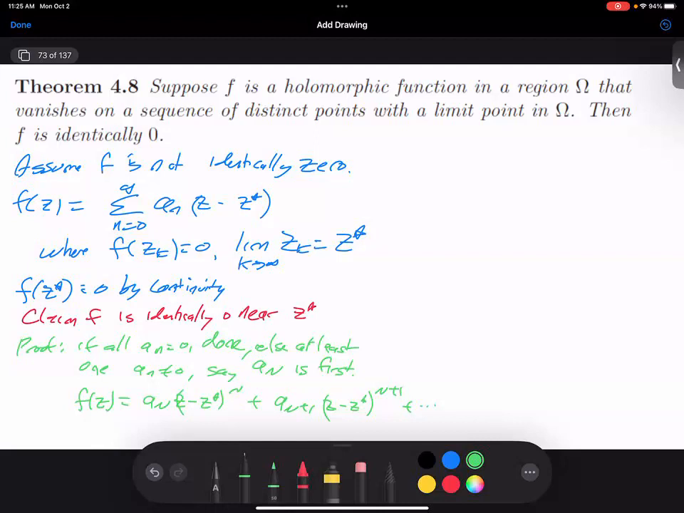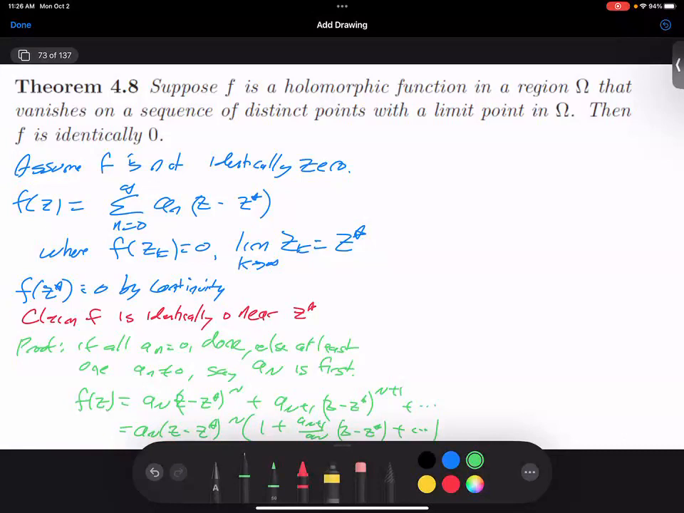So what I can do is factor things out: an times z minus z star to the n, times 1 plus an plus 1 over an times z minus z star, plus dot, dot, dot. Could an be 0? No, we've assumed an is not 0. So this is 1 plus an plus 1 over an times z minus z star plus dot, dot, dot. What should be true about that term in parentheses as z gets closer and closer to z star? It goes to 1, right?